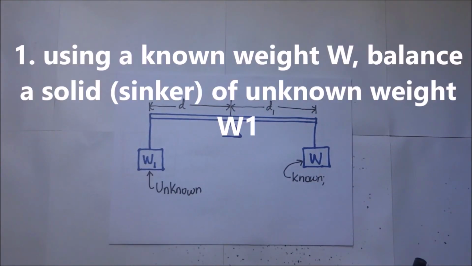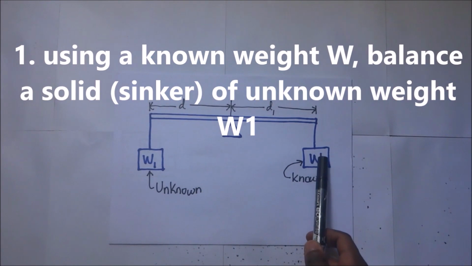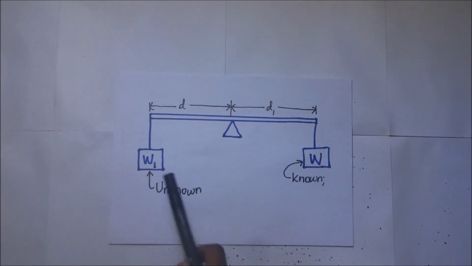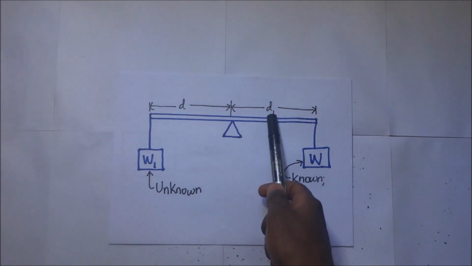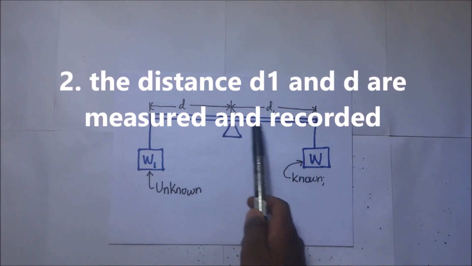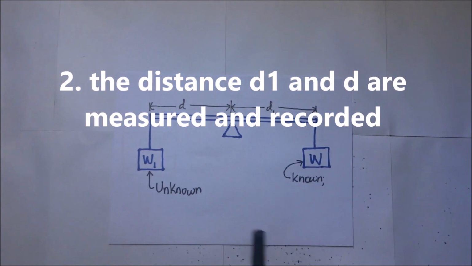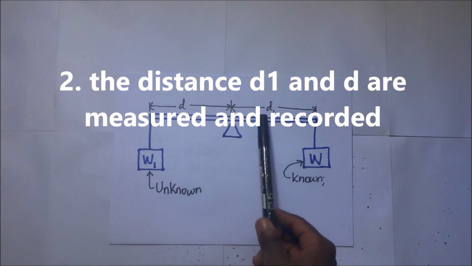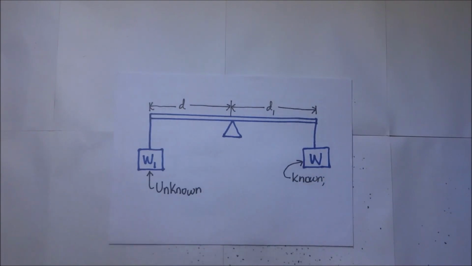So to begin off, we are going to use a known weight, and we are going to balance this known weight with this sinker that we have, whose weight is W1. We are going to balance them, and after balancing them, we shall get the distance D1 from the pivot to the known weight, and the distance D. After balancing them off, we measure and record D1 and D.